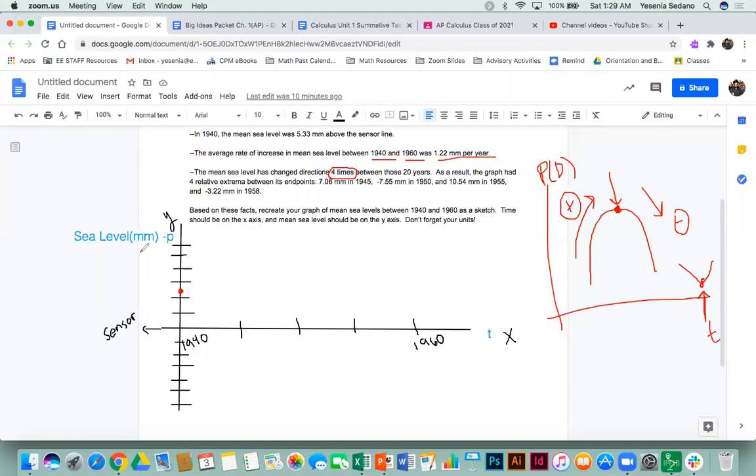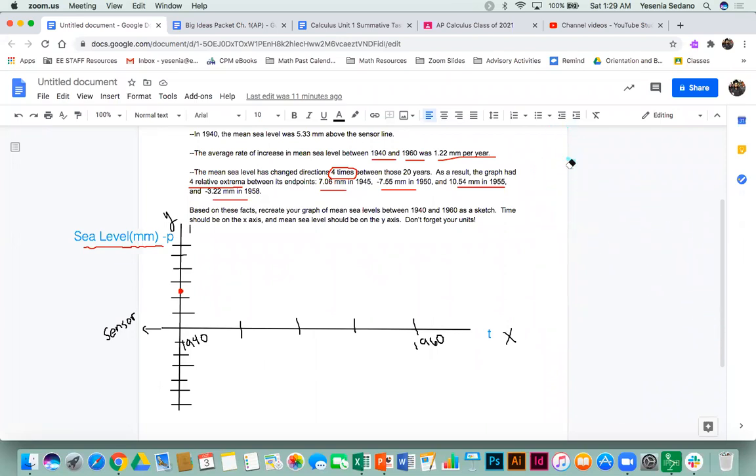And this sea level is basically like our position graphs, because instead of moving side to side, it's moving up and down. So we could think of it like that. That's just the background. So I need 4 extrema, and that's also outlined here. There are 4 relative extrema between the endpoints, so excluding the endpoints. And they give us where those relative extrema are found, right here. All right, go ahead and erase that. That was just for further explanation and clarification. Okay, awesome. Let's get back to it.